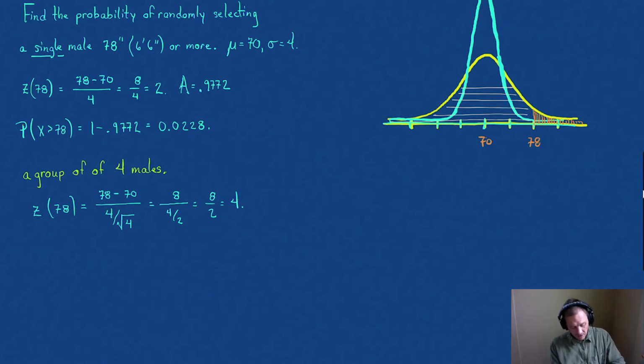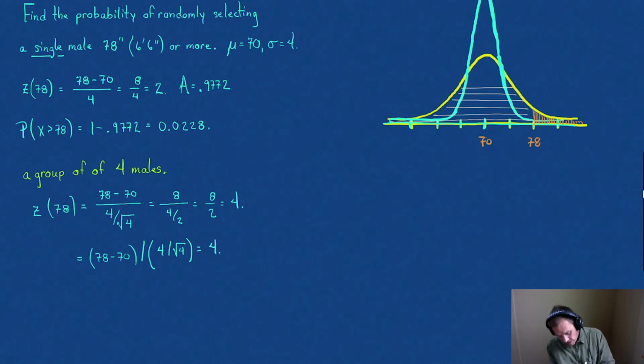Now, before I go on, for those of you using a calculator, you need to enter this in the following way. I would type it as 78 minus 70 divided by parentheses 4 divided by the square root of 4 parentheses. If you forget those bottom parentheses, then you can sometimes get an error. We don't want mistakes. So that's how I would put that into my calculator, and you should get 4 as well.